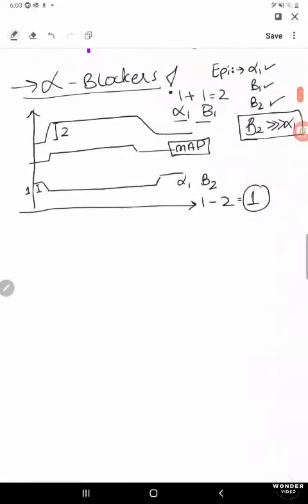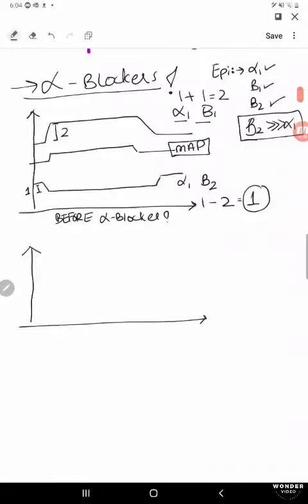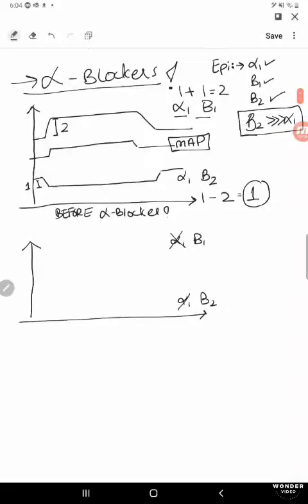Okay, now what happens to this graph when we give an alpha blocker? Okay, this was before alpha blocker. Now we will talk about after alpha blocker. Okay, so let's draw our graph again. Write down alpha 1, beta 1, write down alpha 1, beta 2. So what happens? We give an alpha blocker, right? So even though the alpha 1 is blocked here, we will still have some sort of a beta 1 activity, which will cause an increase in our systolic blood pressure.